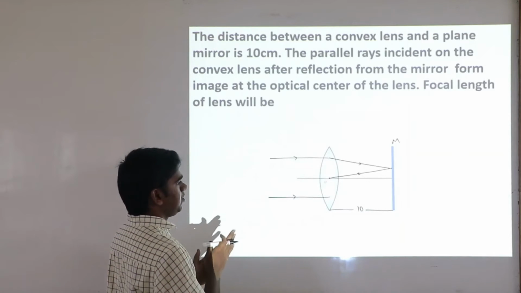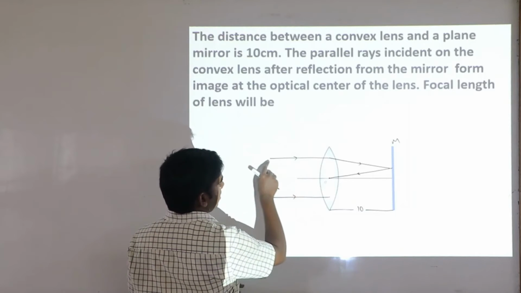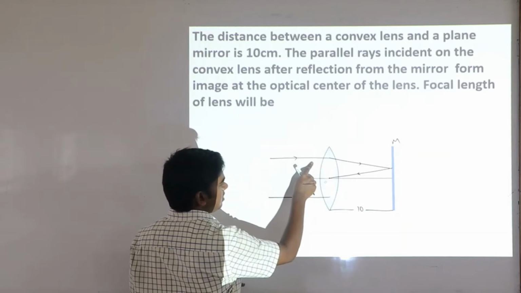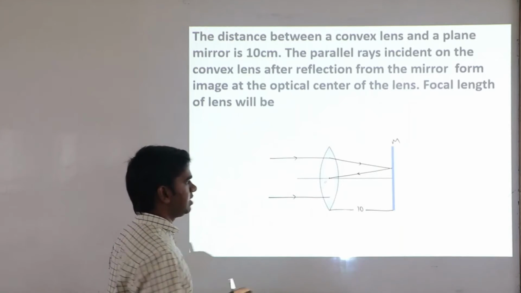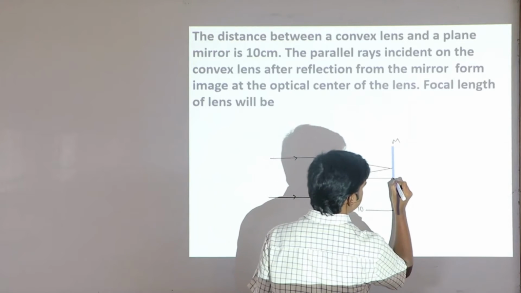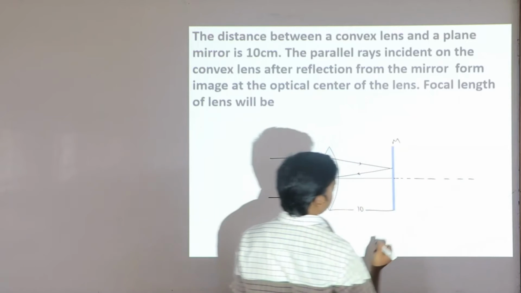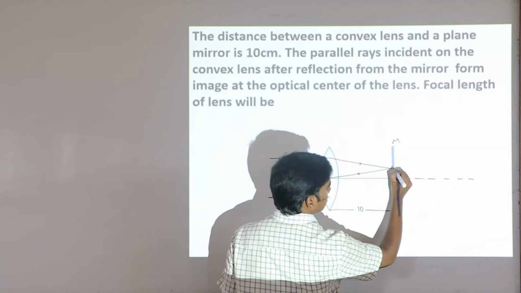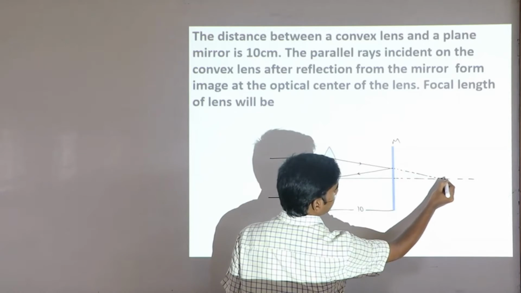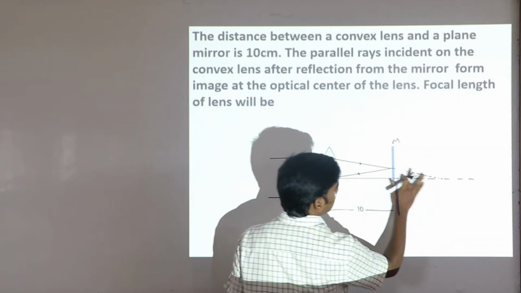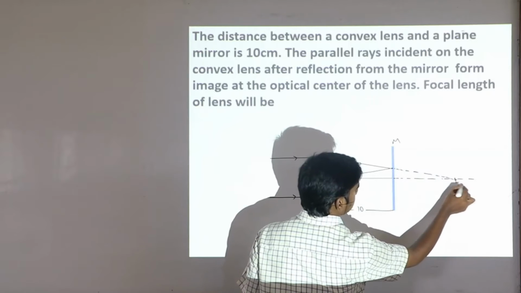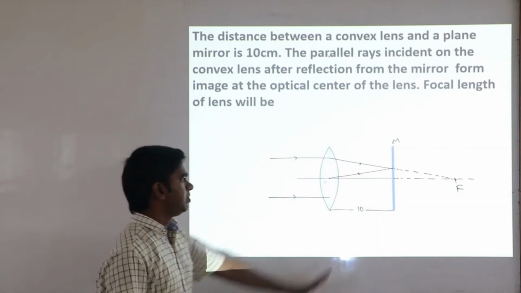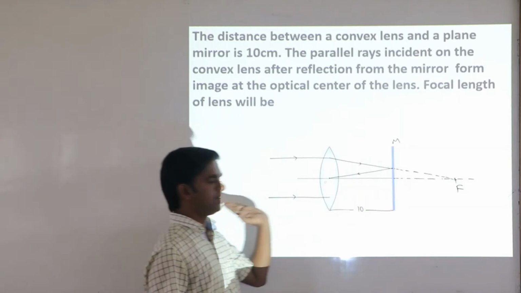Now, very simple. If a parallel beam of light is coming, where will the refracted ray cross the principal axis? If you extend this principal axis here, it will cross somewhere here, at the principal focus. Since the mirror is there, it is not going further, so it will be reflected back.